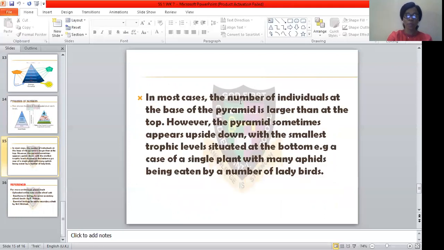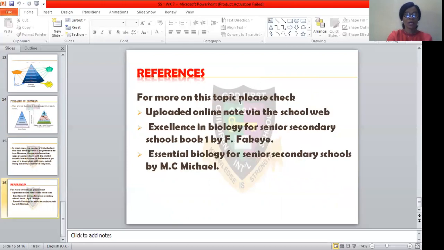To read more on this topic, please go to the school website and download a comprehensive note, where you will get more facts and knowledge about functioning ecosystem. Please, after that, endeavor to attempt the assignment that follows. You can also read more on functioning ecosystem by getting our recommended texts, Excellence in Biology for Senior Secondary School, Book 1 by F. Fakeye, and also Essential Biology for Senior Secondary School by MC Michael.